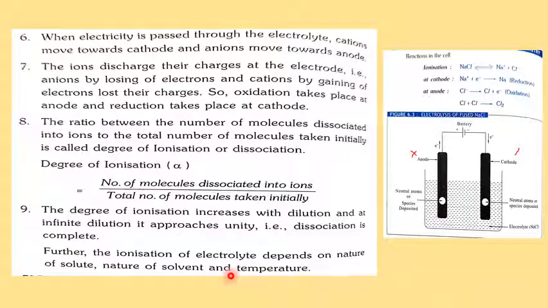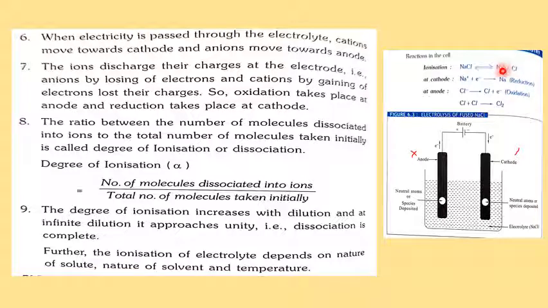Listen, this theory was proposed by Arrhenius in 1887 to explain the behavior of electrolytes. Electrolytes in solution or in molten state dissociate into positive ions and negative ions. The process of splitting of an electrolyte is called ionization or electrolytic dissociation. The positively charged ions are called cations, and the negatively charged ions are called anions.